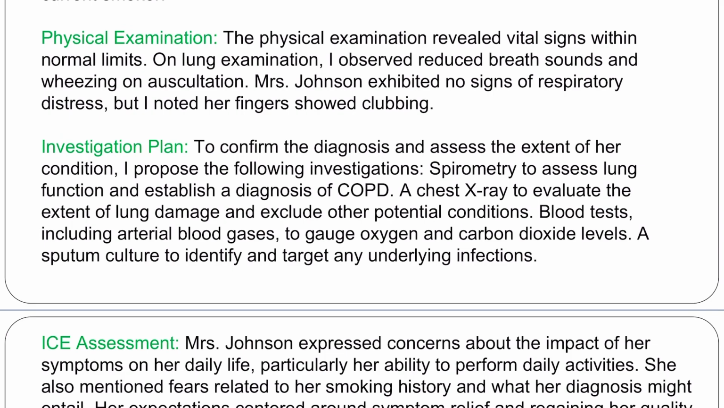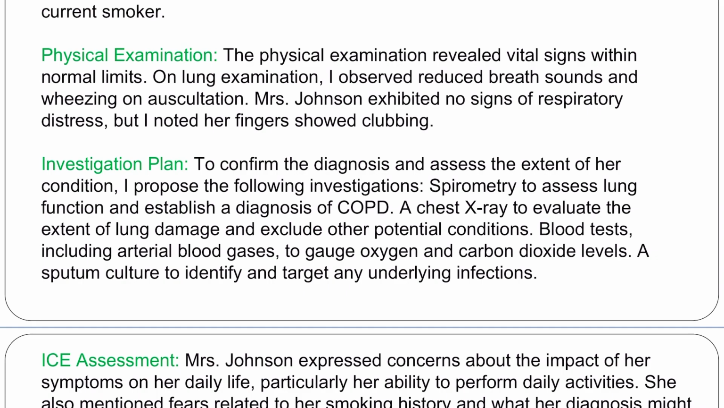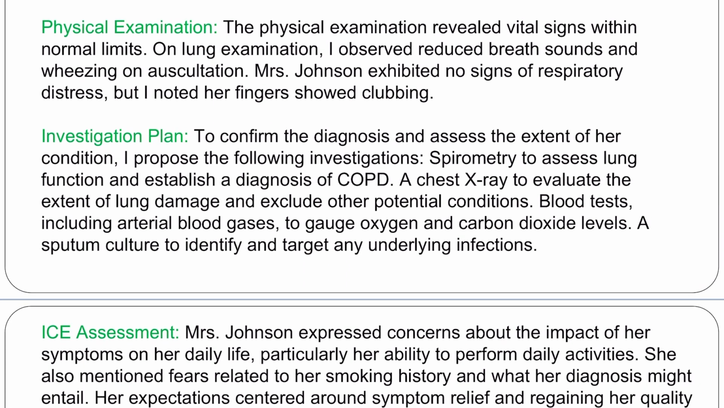Now you'll talk about some investigations. So remember this first point in your presentations: first history, then the physical examination, then we'll talk about the investigation plan. So to confirm the diagnosis and assess the extent of her condition, I propose the following investigations: spirometry to assess the lung function and establish a diagnosis of COPD, a chest X-ray to evaluate the extent of lung damage and exclude other potential conditions, blood tests including arterial blood gases to gauge oxygen and carbon dioxide levels, and a sputum culture to identify and target any underlying infections. All the relevant investigations of your investigation plan, just mention them.